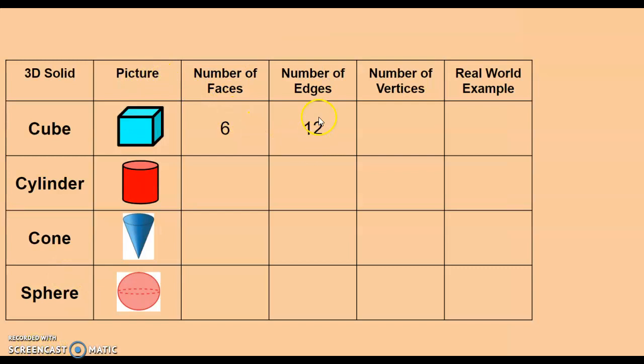So we just found out that there are 12 edges on a cube. And I also mentioned rectangular prism. We're going to talk about that in a little bit. So a cube looks like this, has 6 square faces, and it has 12 edges. Now let's look to see how many vertices there are.